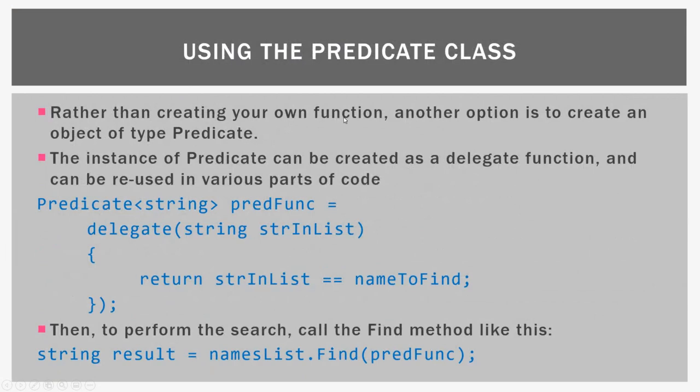Now, rather than creating our own function, another option is to create what's called a predicate object. So an object of type predicate. Now we have to specify what the underlying matching object is going to be, but we can create this object instead of writing a method and then store inside it the delegate method. So it's very similar, but just a little bit of a different syntax.